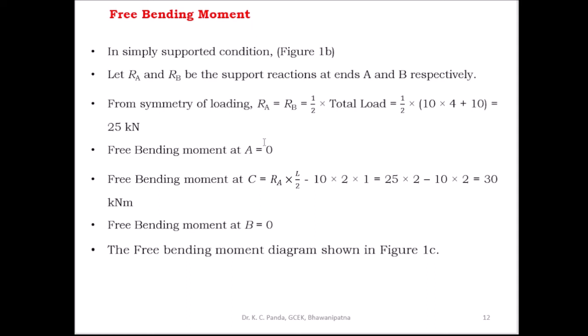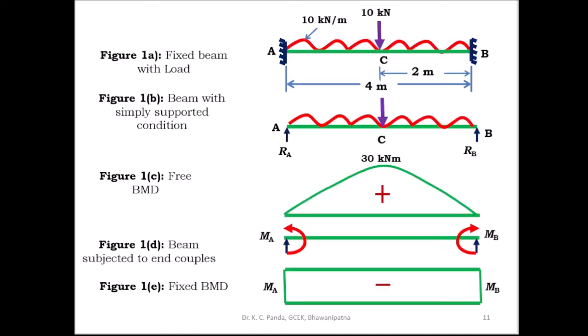Then you can find the free bending moment at different positions. What is the free bending moment at A, at C, and at B? At A the free bending moment is equal to 0, and at C, what is the free bending moment? That is RA into 2 meter, and due to the UDL, minus 10 into 2 into 1.